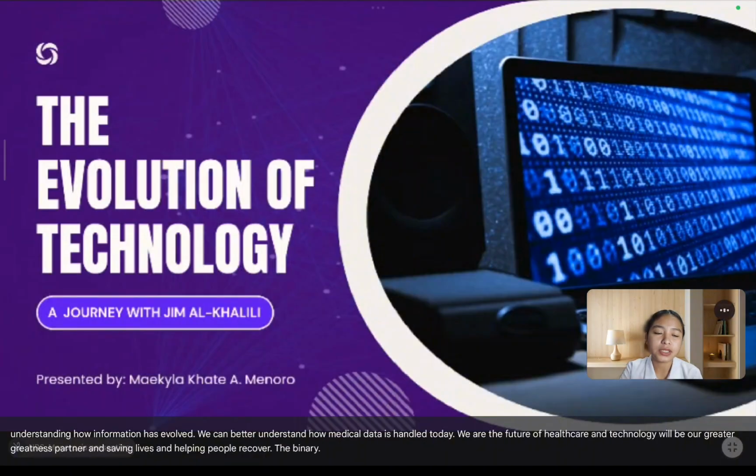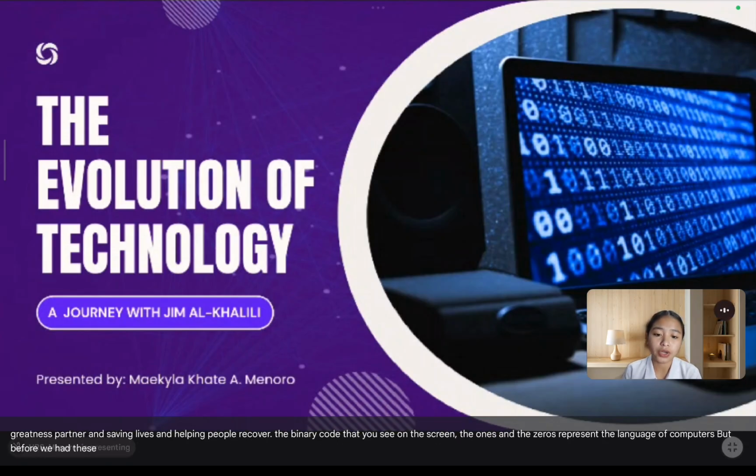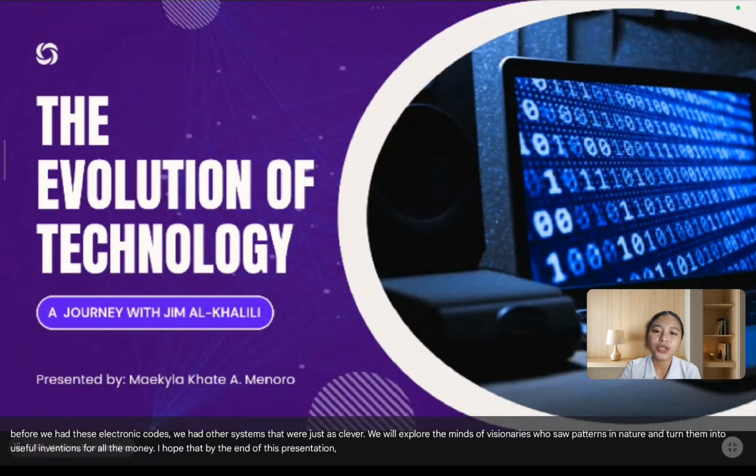The binary code that you see on the screen, the ones and the zeros, represent the language of computers. But before we had these electronic codes, we had other systems that were just as clever. We will explore the minds of visionaries who saw patterns in nature and turned them into useful inventions for all humanity. I hope that by the end of this presentation, you will have a deep appreciation for the gadgets that you use every day.